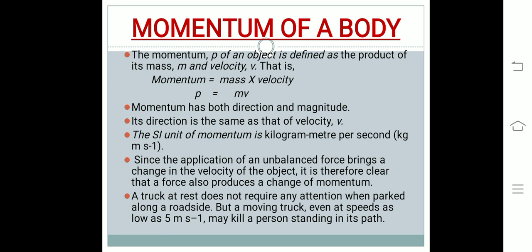Momentum is a quantity that has both direction as well as magnitude. The direction of momentum is same as that of the velocity. If we talk about the SI unit of momentum, it is kilogram meter per second. Now, we can easily derive the SI unit of momentum from the above expression, that is p is equal to m into v. So, we know that the SI unit of mass is kilogram and SI unit of velocity is meter per second. So, therefore, the SI unit of momentum is kg meter per second.